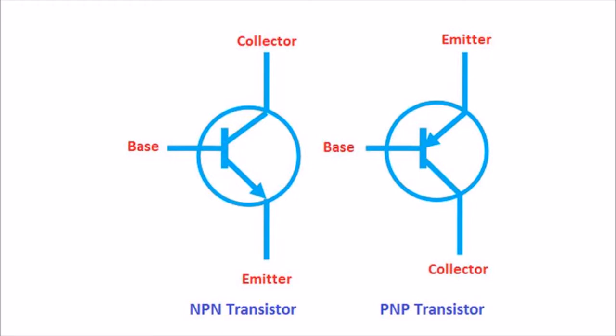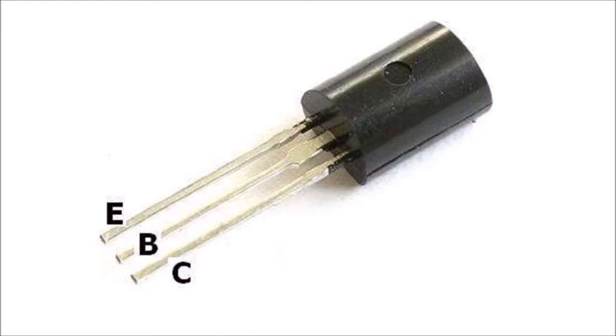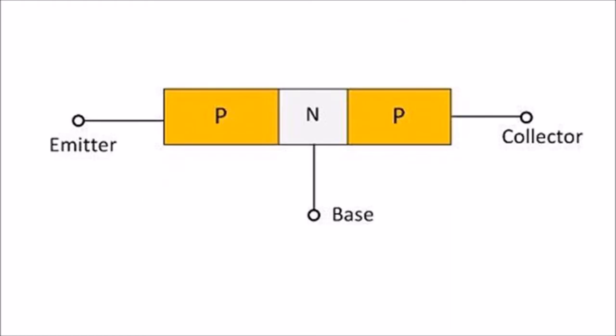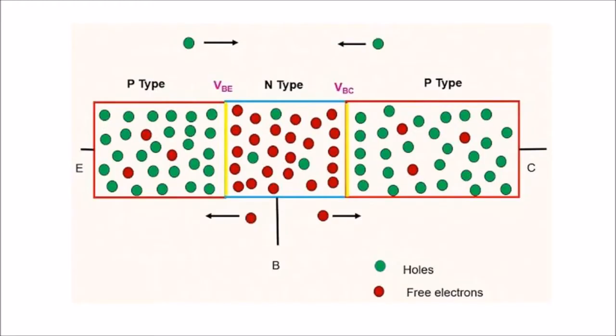So when it comes to the working of an unbiased PNP transistor: when no voltage is applied to a PNP transistor, it is said to be an unbiased PNP transistor. At the left side P region, that is the emitter region, and the right side P region, that is the collector region, the holes are the majority charge carriers and the free electrons are the minority charge carriers, whereas in the N region, that is the base region, the free electrons are the majority carriers and holes are the minority carriers.